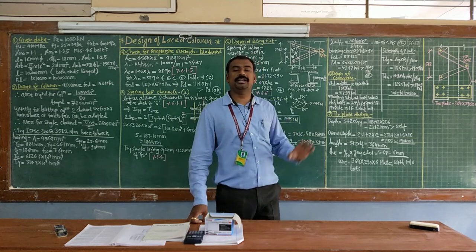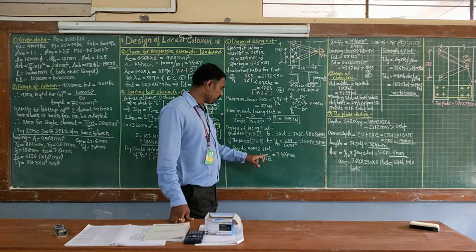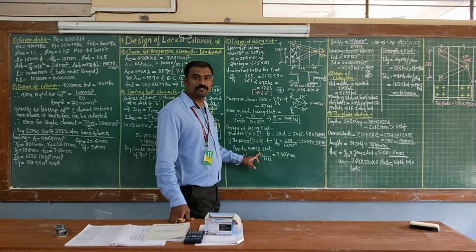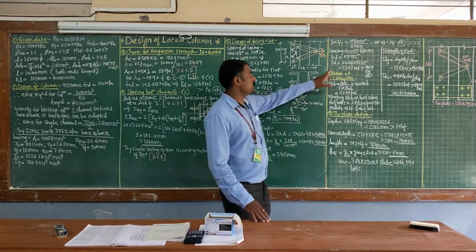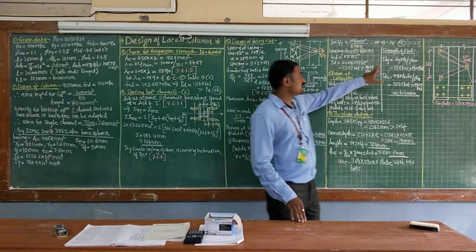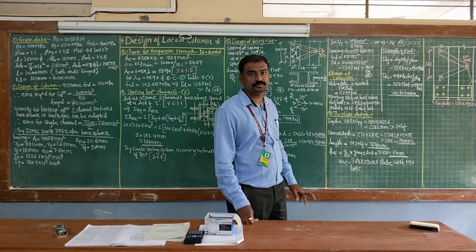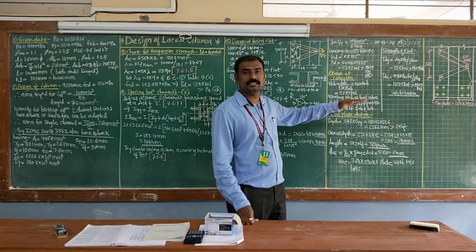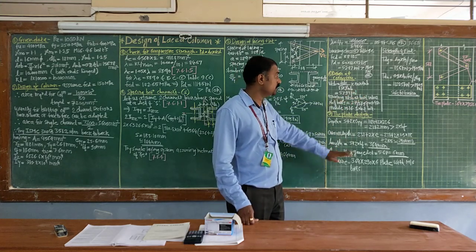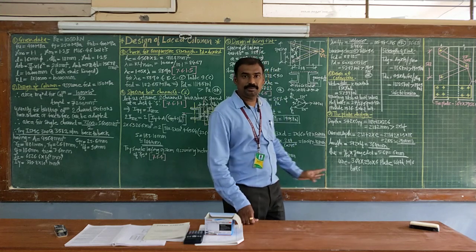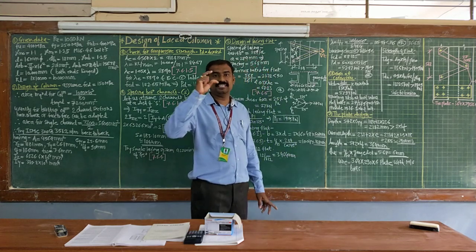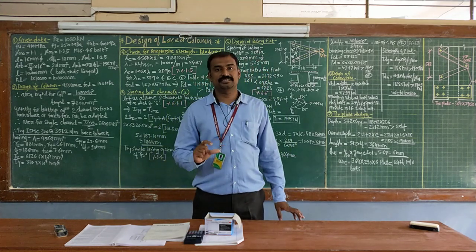So in short, your adopted lacing flat of 50 by 12, 50 mm width and 12 mm thickness, is capable of carrying compressive force as well as tensile force, due to yielding of cross section and rupture of critical section. So here the lacing design is completed. Now we are going towards your tie plate design. So the tie plate is usually provided at the starting and end of your lacing flats, correct?